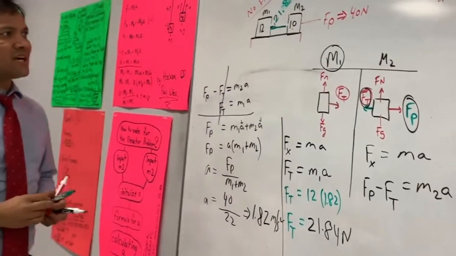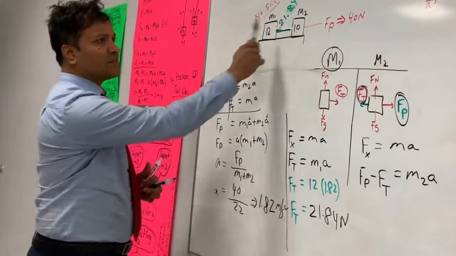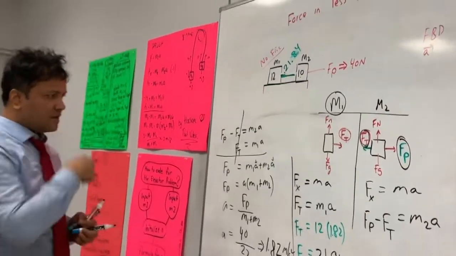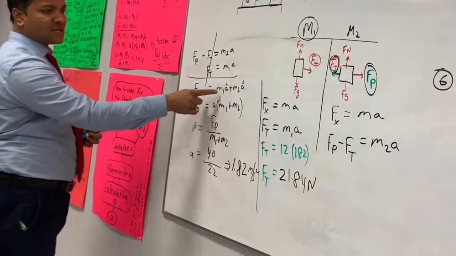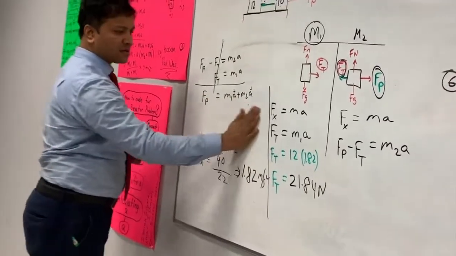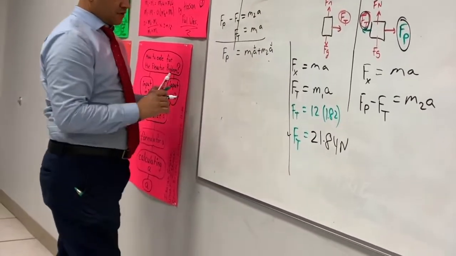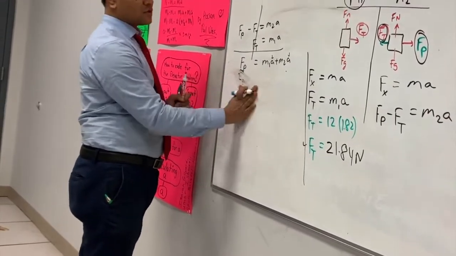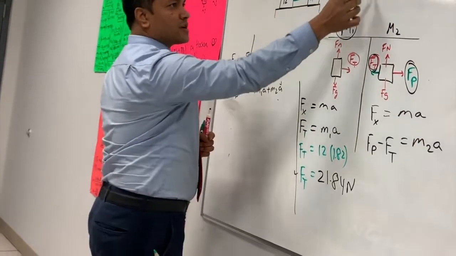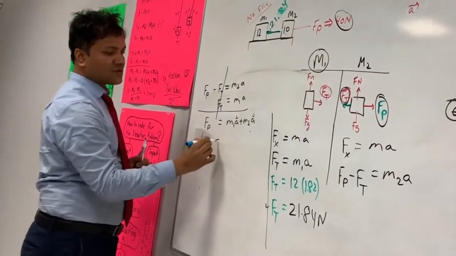So now let's prove that. Let's prove whether we get back to 40 if we use this formula. Fp is equal to, in fact, 40. Let's prove that. So Fp, we already know Fp. So what is Fp? Fp is 40. So 40 is equal to 40. That's what we're trying to do.